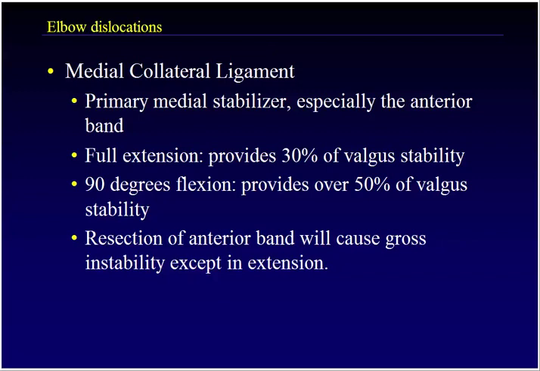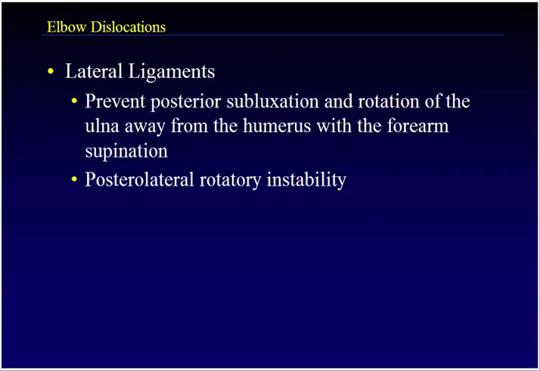Resection of the anterior band of the MCL will cause gross instability of the elbow joint except in extension. And again, this goes back to why we try to fix the significant coronoid fractures, because that restores the proper anatomical relationship of the medial collateral ligament and will prevent late instability. The lateral ligaments are responsible for prevention of posterior subluxation and rotation of the ulna, and if they're disrupted, you can get posterolateral rotatory instability.